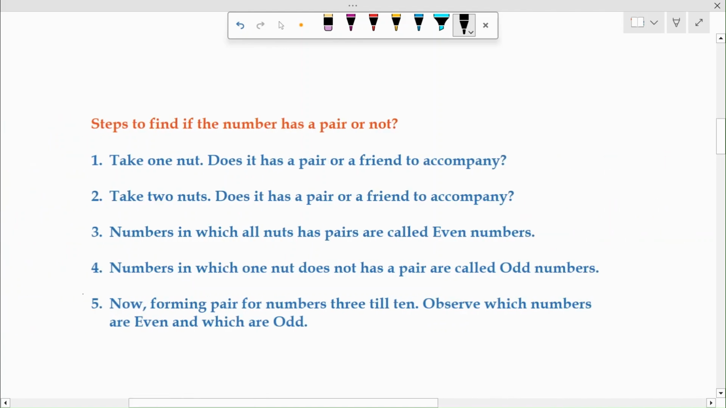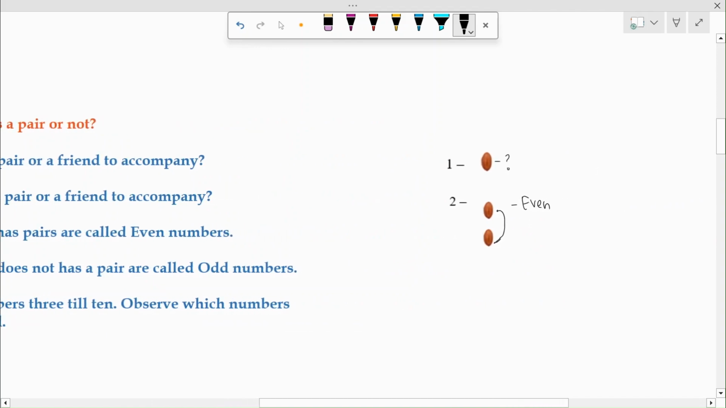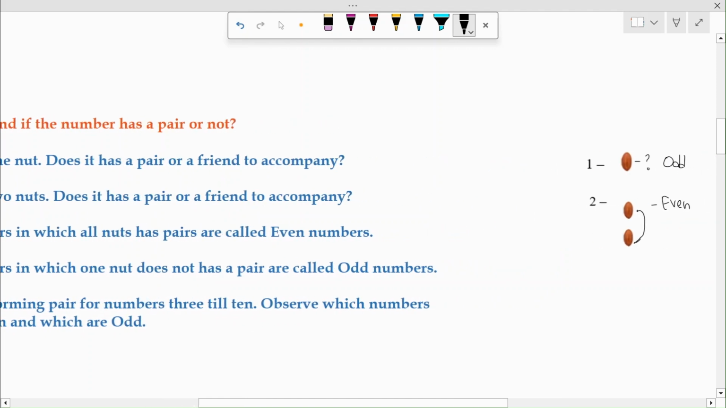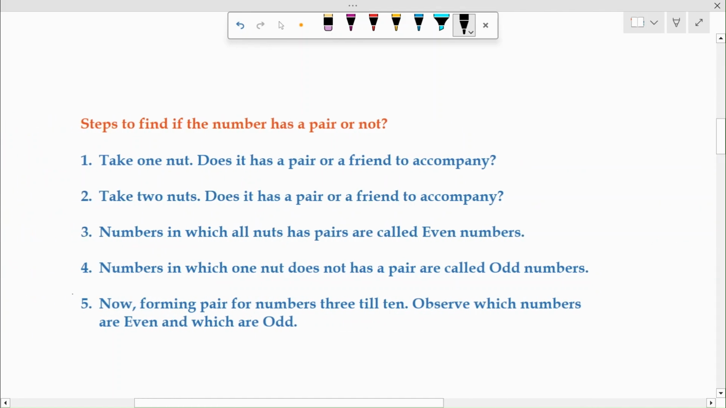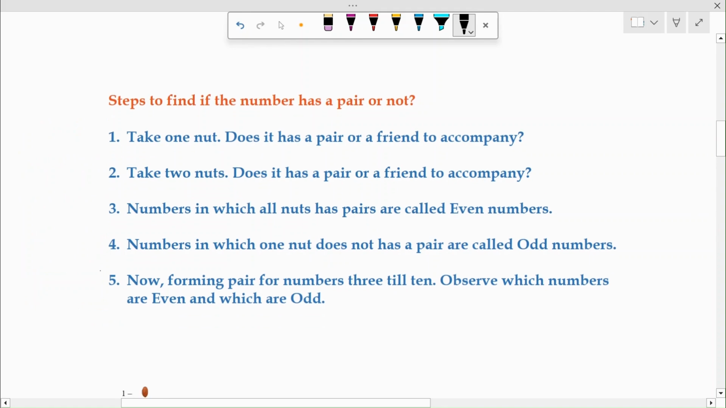And numbers in which one nut does not have a pair, so if any one nut is not having a pair, then it is called an odd number. So now we understood what an odd and an even number is. So an even number has pairs, and an odd number does not have pairs. Now, forming pairs for numbers 3 till 10.